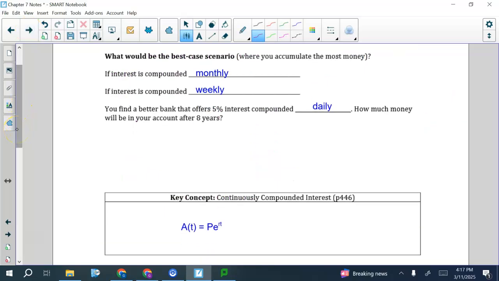Okay, what would be the best case scenario where you're accumulating the most money? If interest is compounded monthly, go ahead and think of what your n would be. How about weekly? Do you guys know how many weeks there are in a year? Or daily? So you can think of what those n's would be. And then go ahead and find the daily.